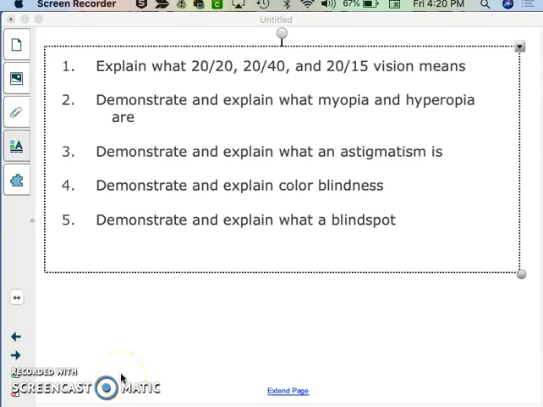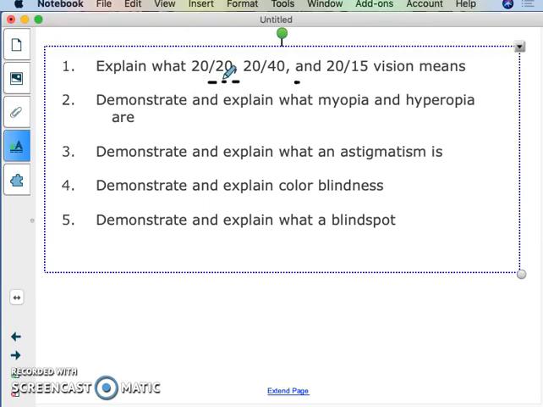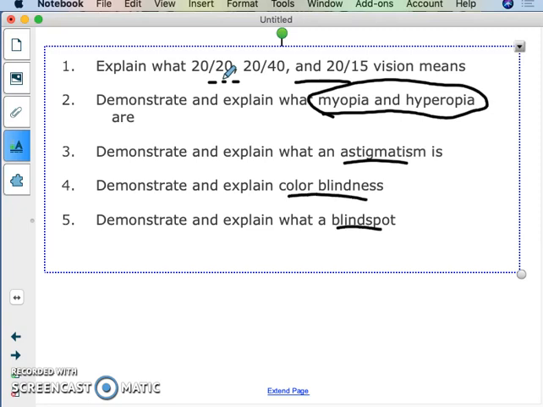All right, so we learned about normal vision. Now we're going to start talking about abnormal vision and some problems you can have with your eyeballs. You should be able to explain what these numbers mean, and hopefully some of you have seen those numbers before. The most important one is probably the difference between myopia and hyperopia. Know what astigmatism is and colorblindness, and these two are fairly easy. But the most important one is probably that one, especially for the tasks you're going to be doing at the end.